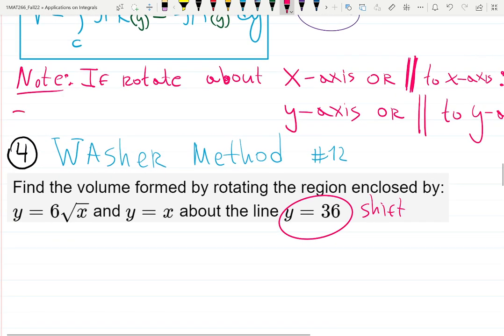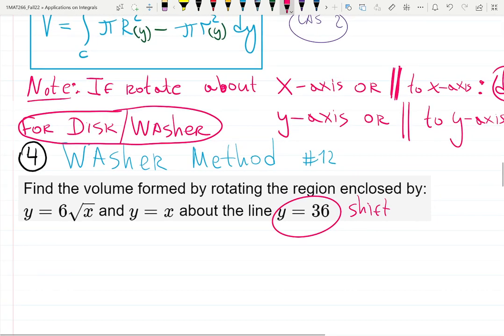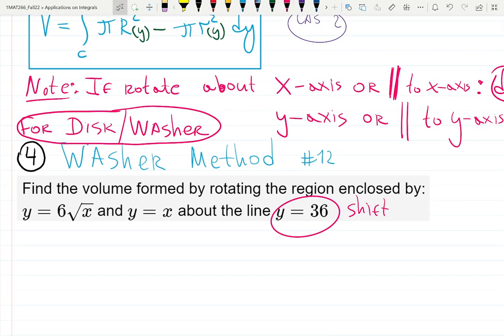Only for disk and washer methods. So for disks and washers, and we're going to flip it for the next chapter for the shell method. That's why it's important to know. But for now, it's pretty straightforward. Before we had rotation about the x-axis, that was the x case. About the y-axis, the dy case. Now we're rotating about y equals 36. Guess the case. It's like 50-50. It's either the first one or the second one.